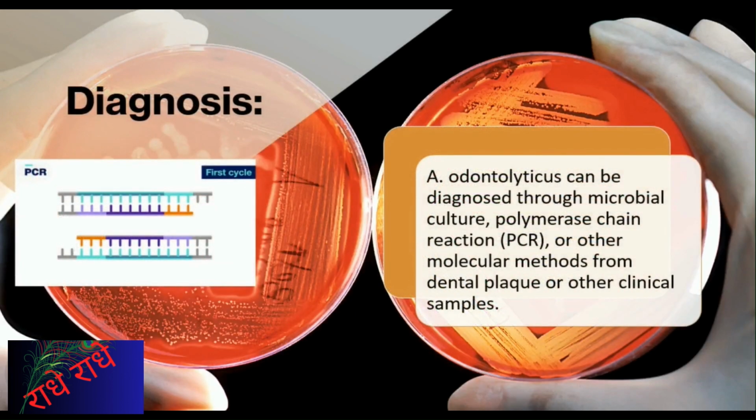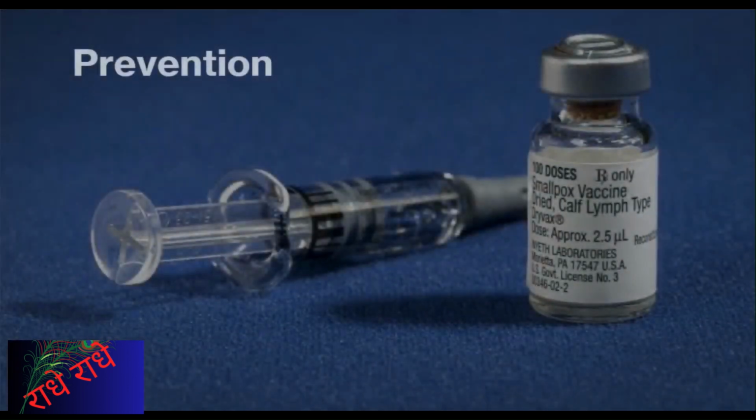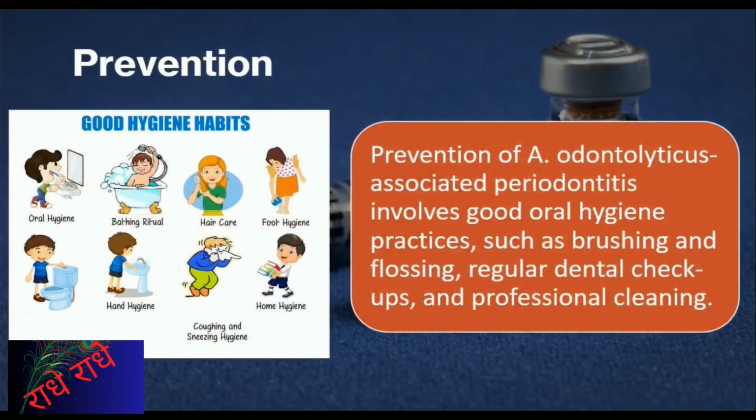Odontolyticus can be diagnosed through microbial culture, polymerase chain reaction, PCR, or other molecular methods from dental plaque or other clinical samples. Oral hygiene is essential to prevent odontolyticus-related periodontitis. Daily brushing and flossing, as well as regular professional cleanings and checkups, are essential for maintaining healthy teeth and gums. Practicing good oral hygiene now can ensure a healthier mouth and a strong smile for years to come.